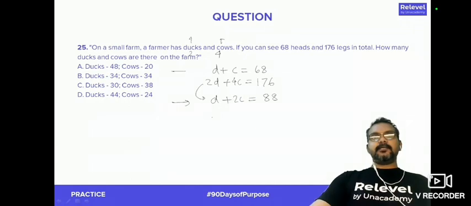If you subtract, C comes out to be 20. And since the total is 68, D must be 48. So there are 48 ducks and 20 cows. So that is option A.